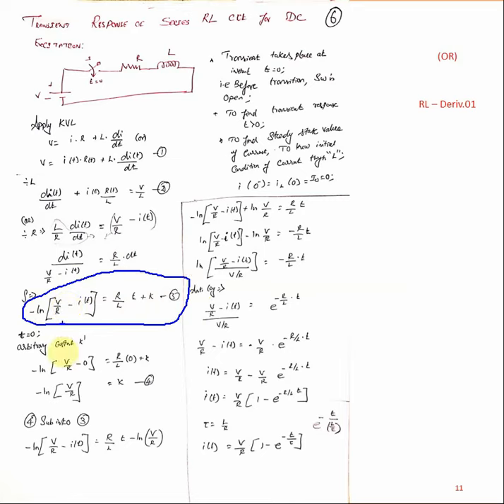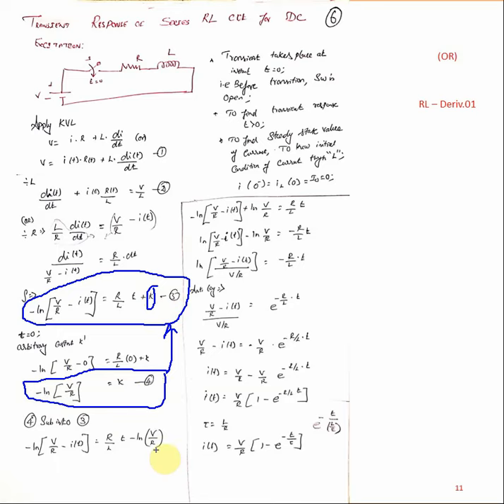Okay, in equation number 3, substitute, as usual, t equal to 0. Then you will get a constant value, the k value. Once you get the k value, substitute it into the same third equation. Where is the k point? This is the k point. Substitute into the k equation: k is equal to minus ln V by R.